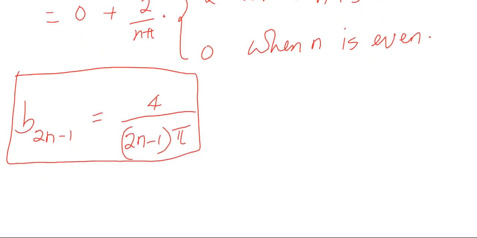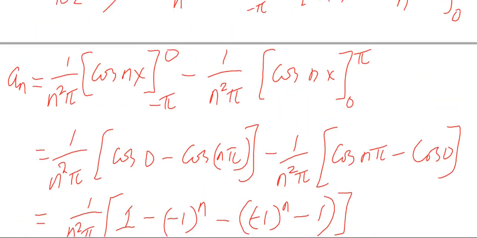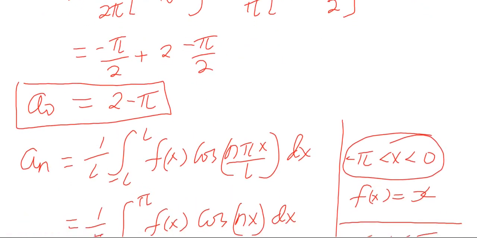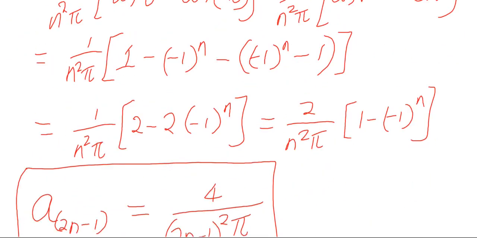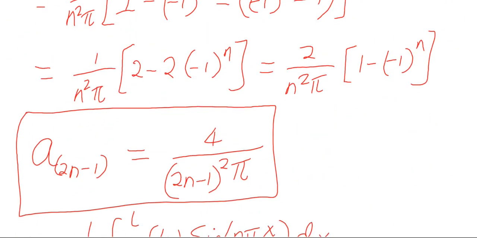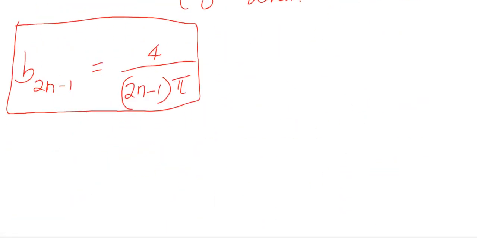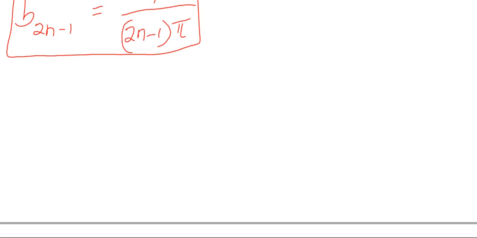So now I have the values. I have the full values of the Fourier coefficients. You see we had a naught is 2 minus pi. Then an we had it here, is 4 divided by 2n minus 1 squared pi. And lastly we have Bn, which is 4 divided by 2n minus 1 times pi.